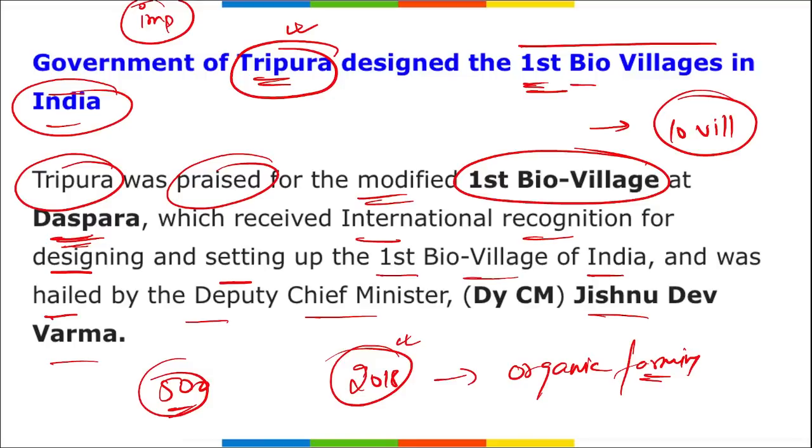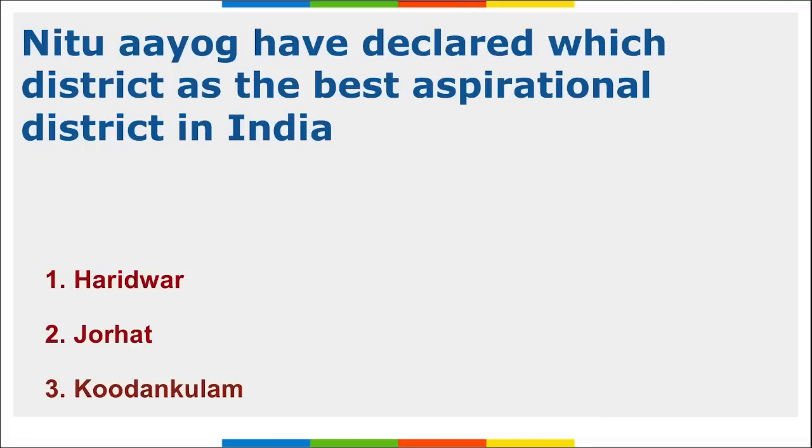Alright, so what you need to remember here, that first bio village in India was in Tripura state. And what was the village? It was Daspara village. Then question can also be asked in such a way, that first bio villages in India were developed in which state? It was in Tripura. Moving on, Niti Aayog.